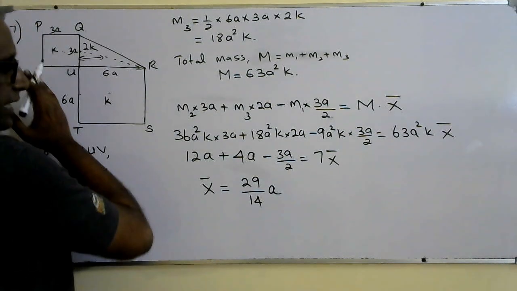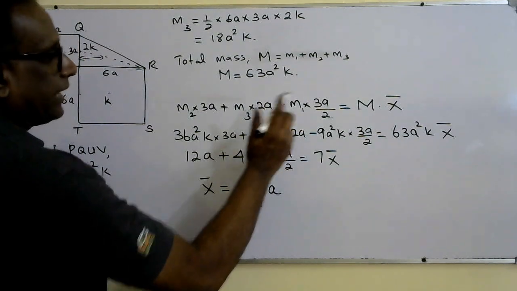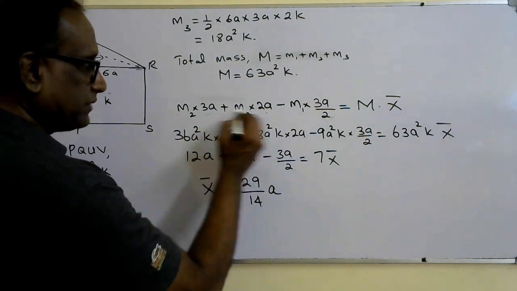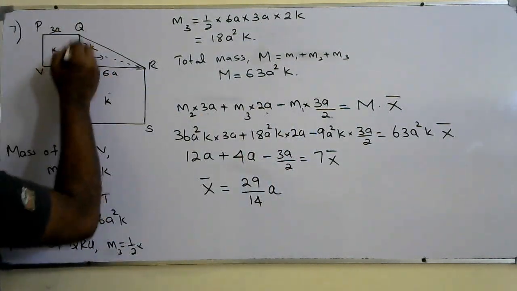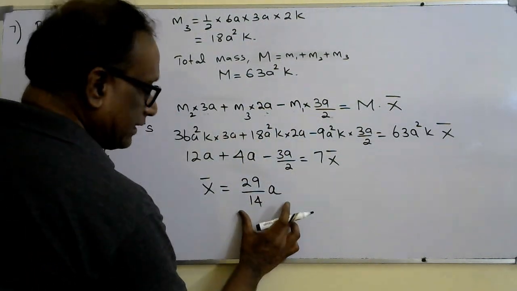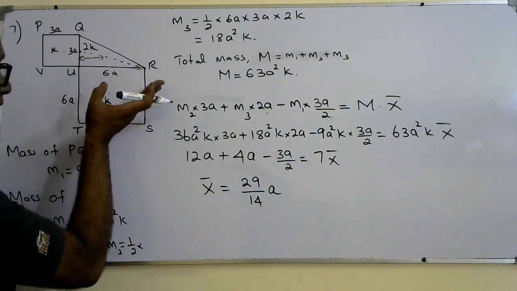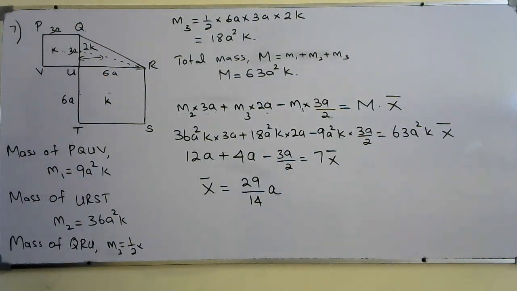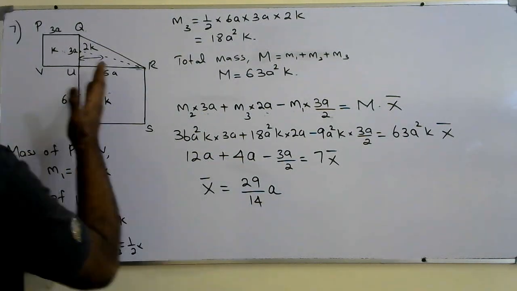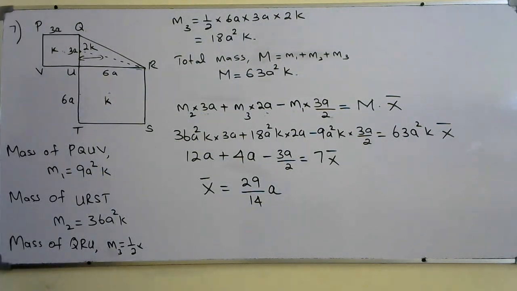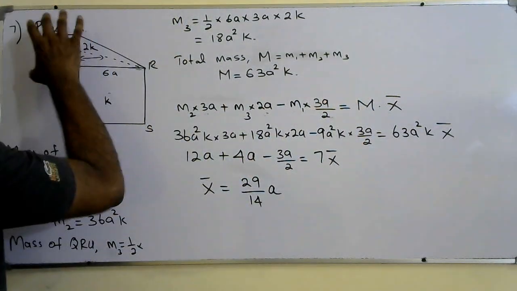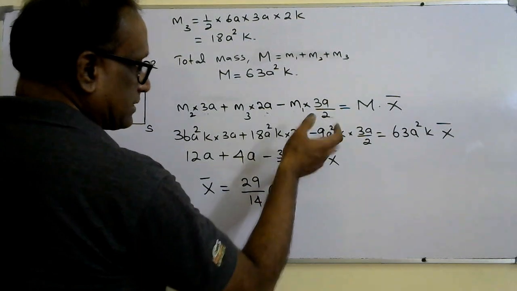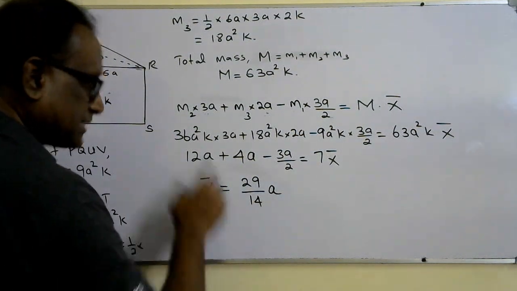So is it on the left side or right side? It's on the right side, because I took the right side of the center of mass as positive, and for this triangle on the left side I put minus. But I am getting a positive answer, meaning it's on the right side of QT. If I get a minus answer, it's on the left side. Because I took the left side, if the center of mass of one of the given objects is on the left side, I took it as minus. But I end up with positive, meaning on the right side.